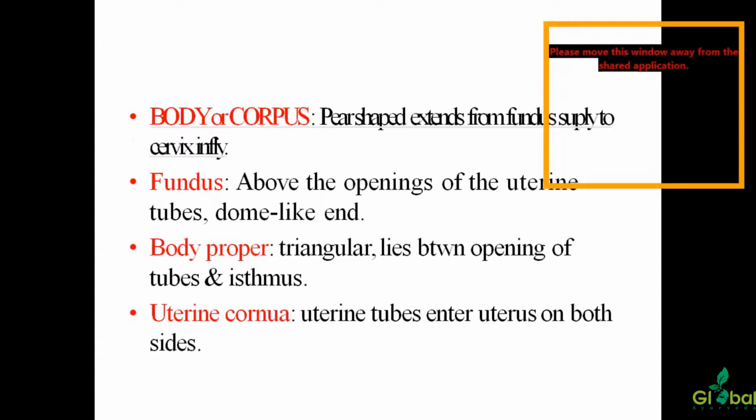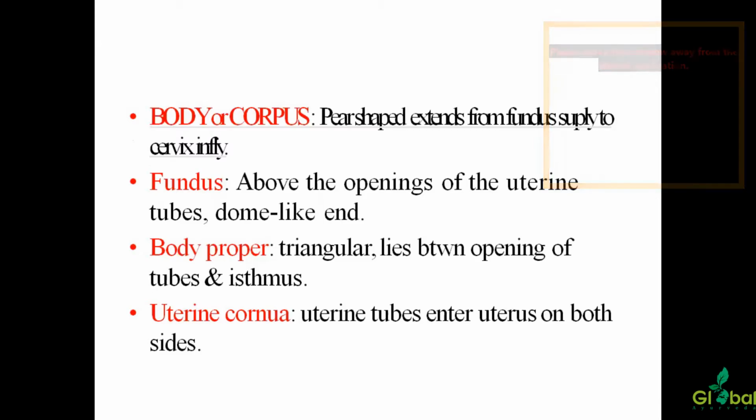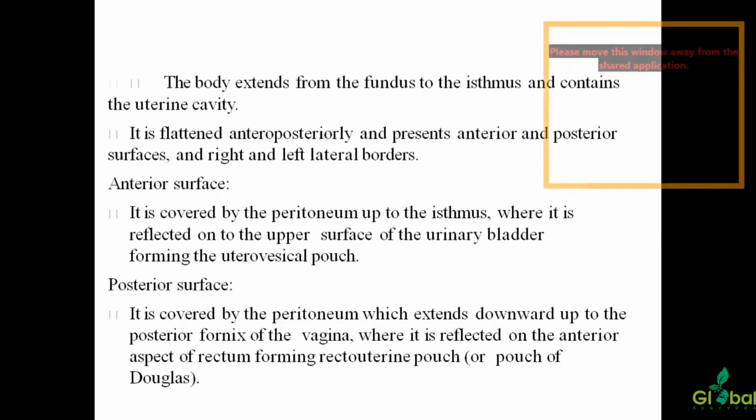Then the body or corpus is pear-shaped, and extends from the fundus to the cervix inferiorly. Fundus means the dome-like end above the opening of the uterine tube, and the body proper is triangular, lying between the opening of the tube and the isthmus. The uterine cornua, that is where the uterine tubes, enter the uterus on both sides. The body extends from the fundus to the isthmus, and contains the uterine cavity.